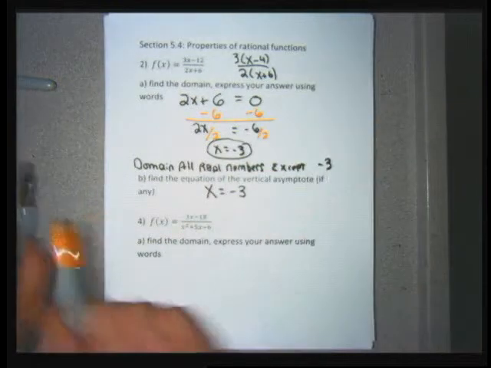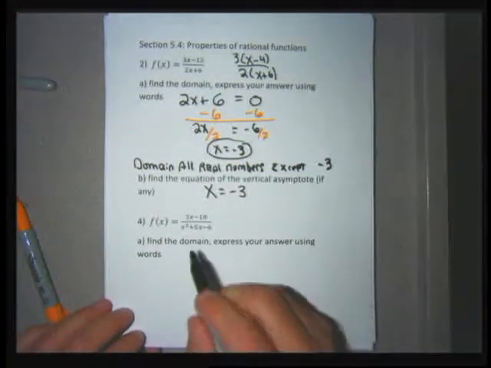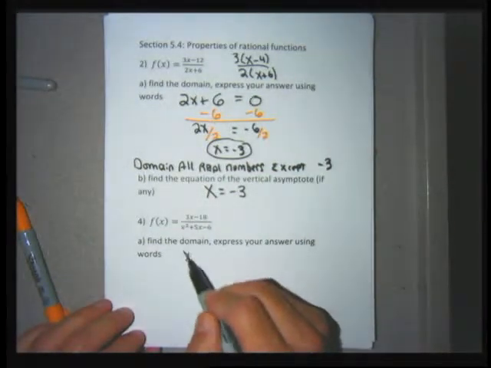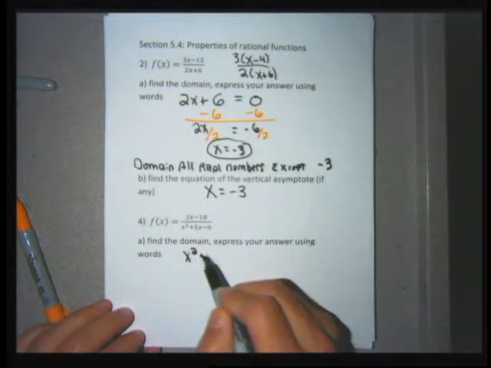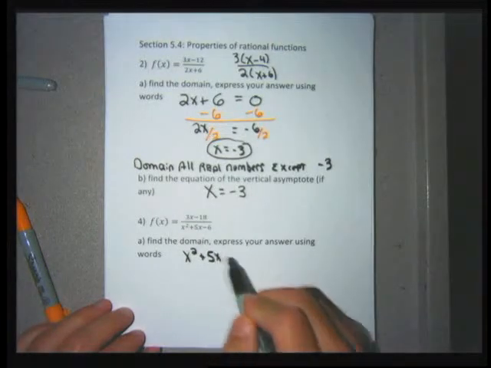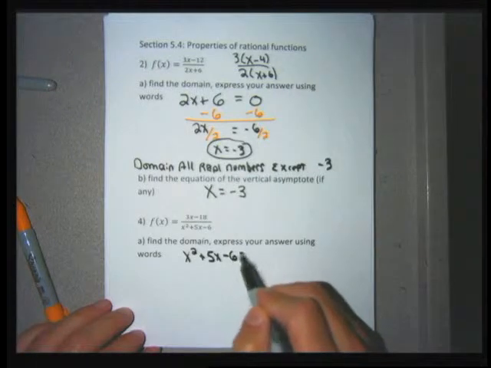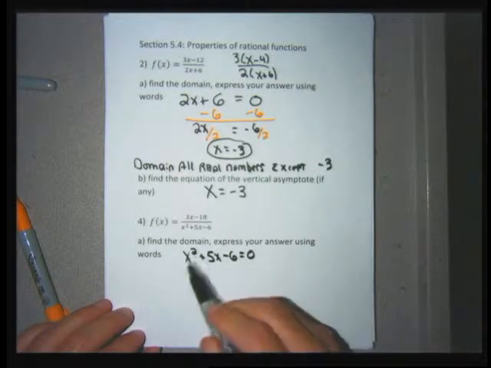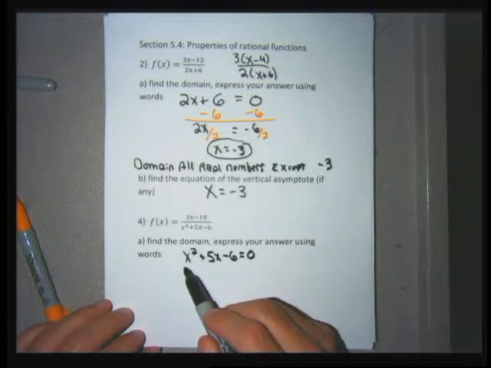Okay, question 4 gives me another fraction, and wants me to find the domain and express my answer using words. For any fraction, I find the domain by ignoring the numerator and setting the denominator equal to 0.